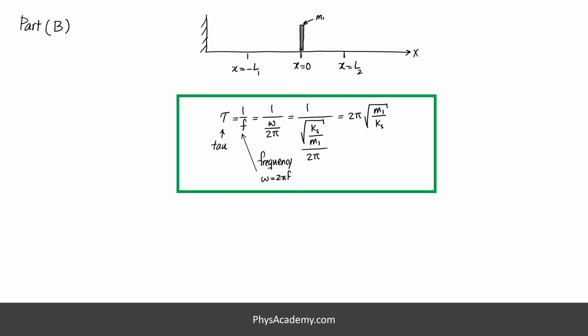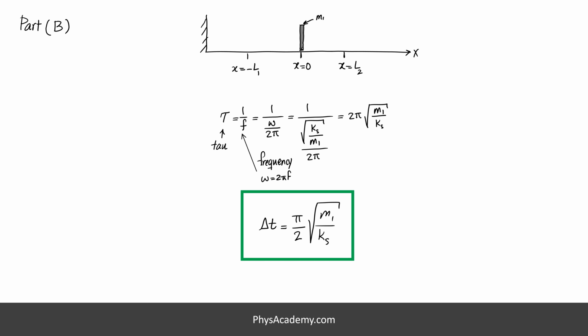This equation gives us the time it takes to go through one period of oscillation. But here, rather than the whole period, since going from x equals 0 to x equals L2 is a quarter of a complete period, we can divide this number by 4. M1 and Ks both are given, so if in the rest of the calculation we need to know the time it takes to go from stage 1 to 2, now we have it.